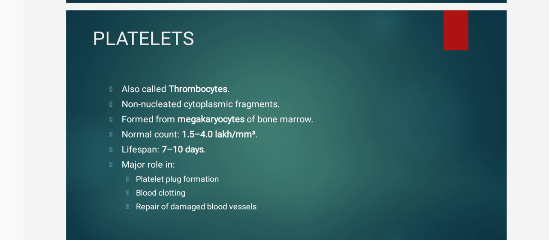Platelets. Platelets are also called thrombocytes. They are very small, non-nucleated cell fragments. Platelets are formed from large bone marrow cells called megakaryocytes. Their normal count is 1.5 to 4 lakh per cubic millimeter. The lifespan of a platelet is about 7 to 10 days. The main function of platelets is blood clotting. They form a platelet plug at the site of injury, release chemicals required for coagulation, and prevent excessive blood loss. A decrease in platelet count leads to thrombocytopenia, which increases the risk of bleeding.